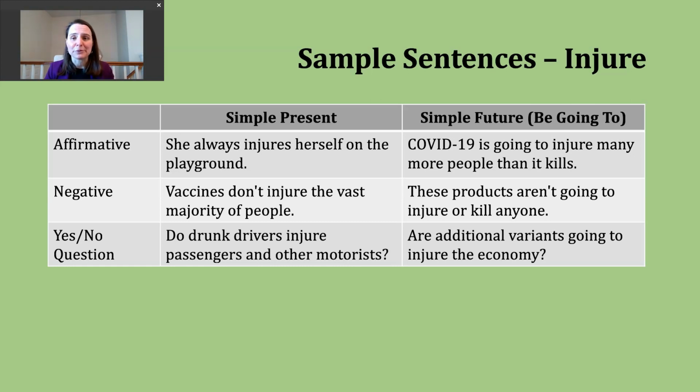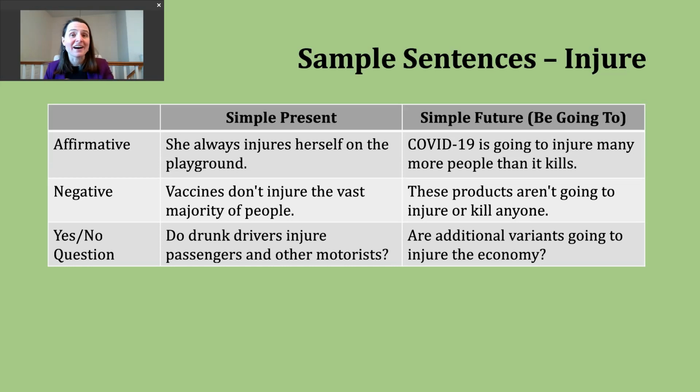Here is an affirmative example. COVID-19 is going to injure many more people than it kills. This is a future sentence, likely making a prediction. And this is something that many doctors have noticed or concluded after many months of analyzing and seeing how people recover from having COVID-19. You might have heard of people having long COVID so that their symptoms continue beyond just that 1 or 2 week period of time.